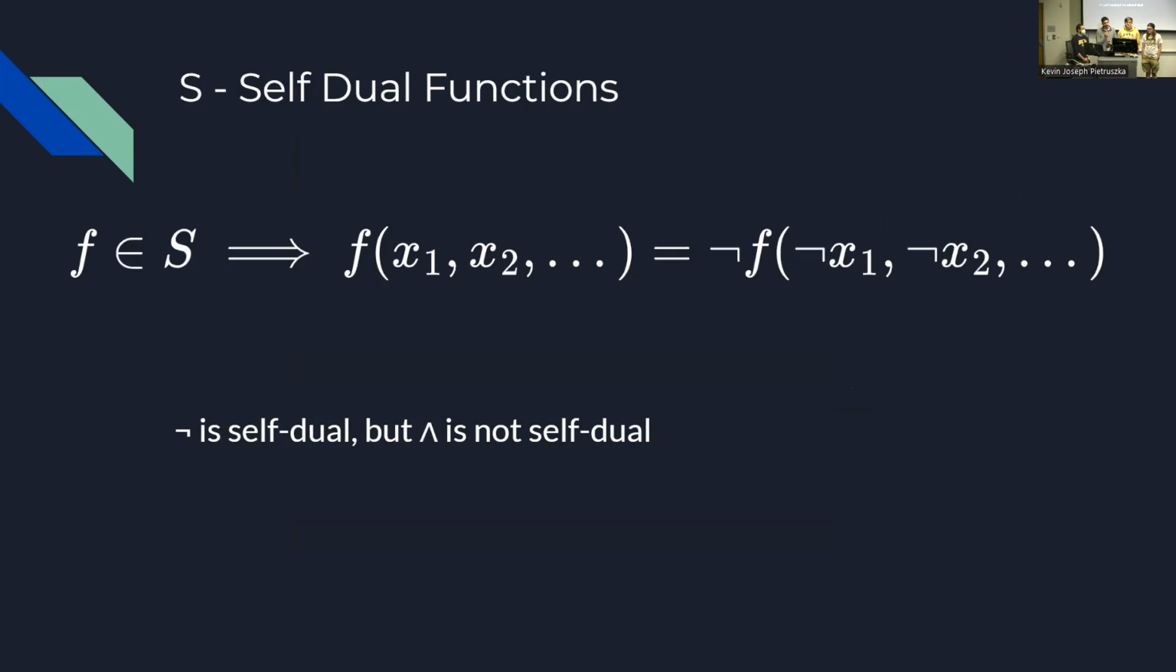And finally, we have S, the set of self-dual functions. S is pretty simply defined. Basically, a function is self-dual if f of x1, x2, et cetera, equals not f of not x1, not x2, et cetera. Again, by examining truth tables, we can determine that the NOT function is self-dual, but the AND function is not self-dual.